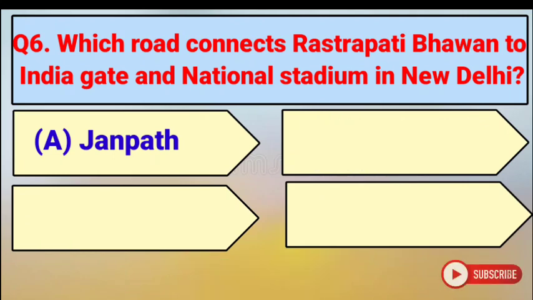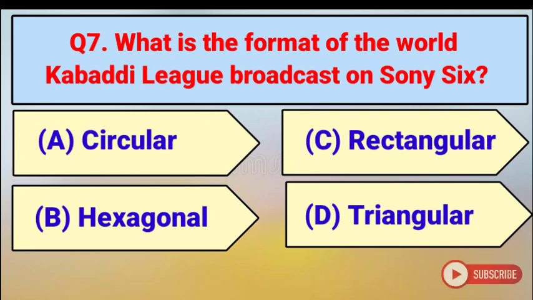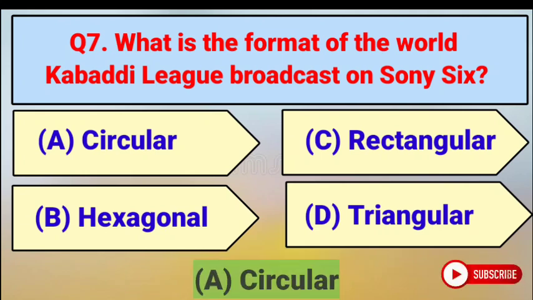Rajpath. 7. What is the format of the World Kabaddi League broadcast on Sony 6? Your options: A. Circular. B. Hexagonal. C. Rectangular. D. Triangular. Your correct answer is A.